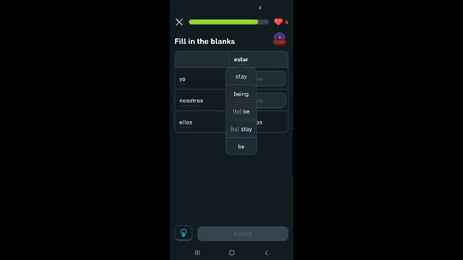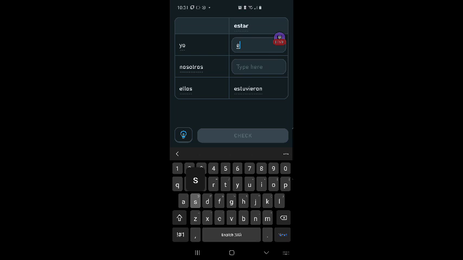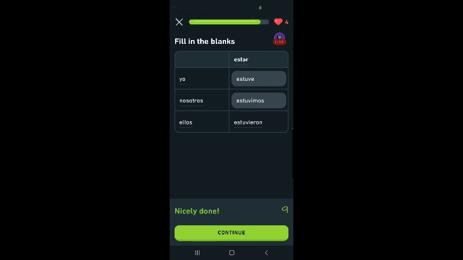Estar. To stay. To be. Yo estuve. Nosotros estuvimos. ¿Cómo se dice sorry? Lo siento. I got it right. I don't know how to say it, to ask you're sorry. Tú sientas, I guess. I will ask my friend, EVPATY68, when I see him online, how you say sorry. Or are you sorry?